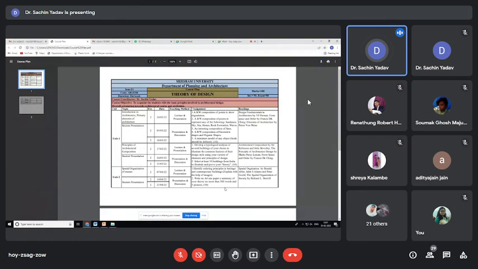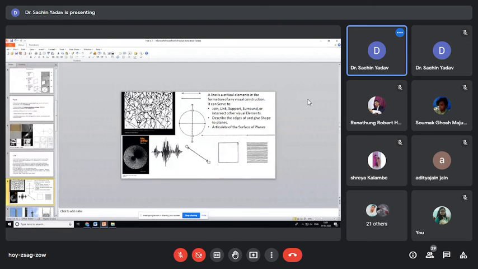Of the lines means you have to make four compositions like this, like this, in one sheet, right, with use of the different lines.